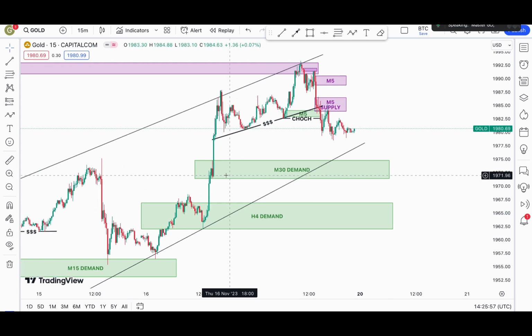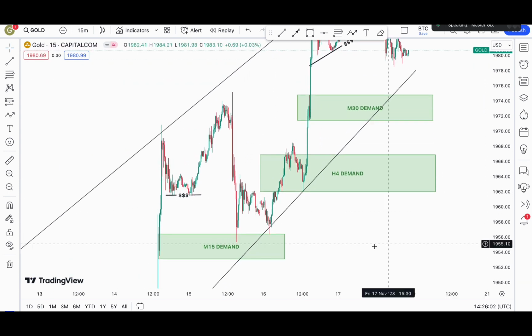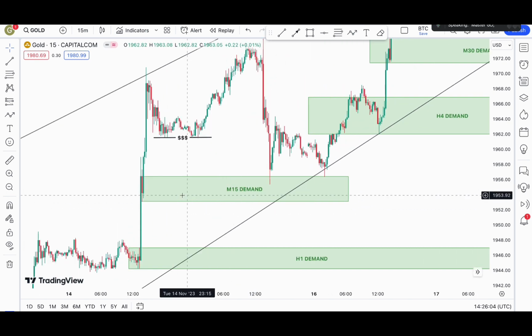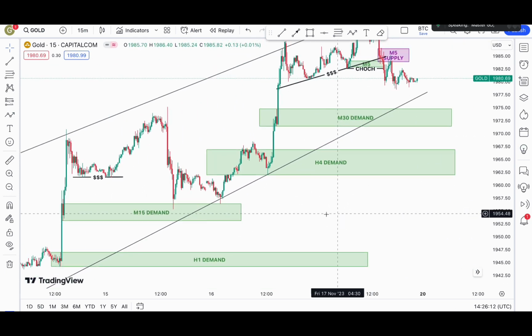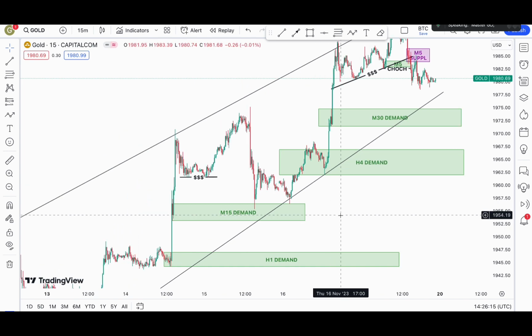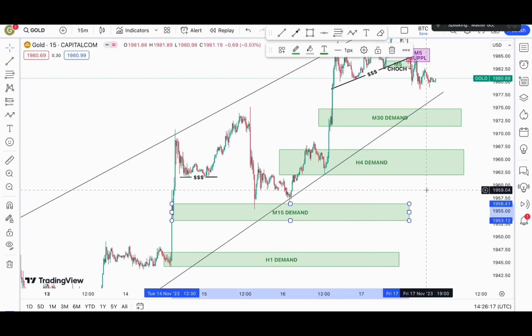For example, we have the M15 hidden zone here, at 1955, which I showed just now. This is where the higher time frame didn't show there is a demand zone here. So we cannot ignore it as well. We have to use multi-time frame analysis as much as possible.